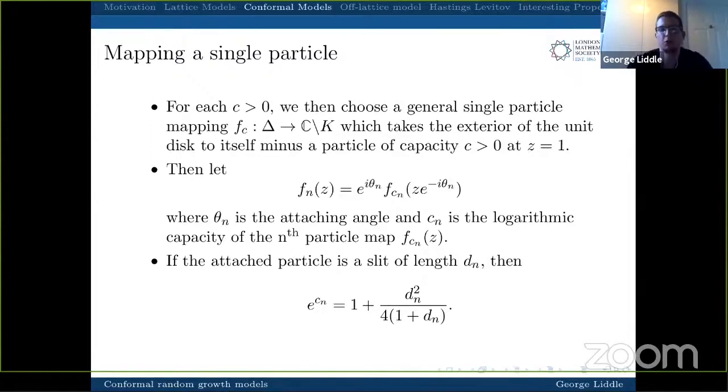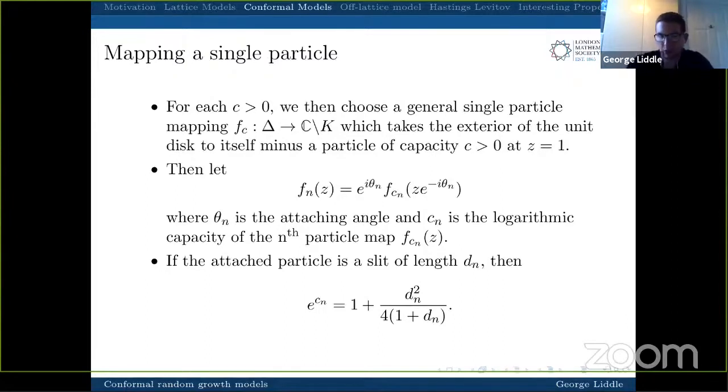But of course, we don't just want to attach at z equals 1 over and over again, because then we're just going to get a line of particles attached. So we need to rotate those maps. So we define the nth particle map as the rotated map where we're attaching at an angle theta n. And we also want to change the size of the particle we're attaching at each point. So we attach a particle of capacity Cn, which we allow to change with n.